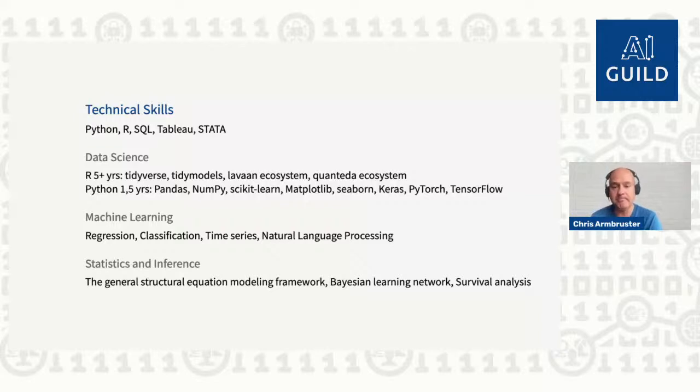And then it says here, data science, machine learning, and statistics and inference. Now, I'm going to go to the statistics and inference right away for a moment. So it says here, the general structural equation modeling framework and Bayesian learning networks and survival analysis. Now, maybe you know some of this, maybe you don't. Doesn't matter here. The point is, you say something about statistics and inference, and to make it specific, to make it understandable, and so that the reader can grasp what this means, you give some examples of stuff that you've done.